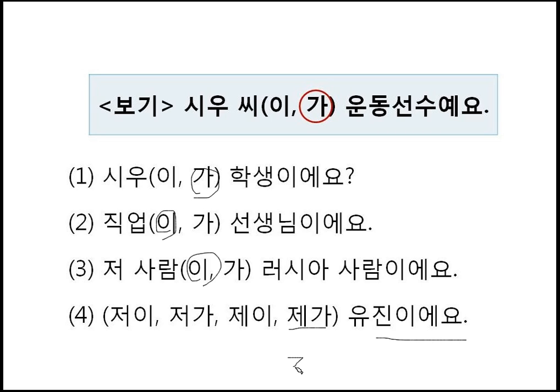Then, 제가 유진이에요. 저 is the polite form of I. However, when the subject particle 가 is used, 저 changes to 제. You have to remember. 제가 유진이에요. I am 유진. 제가 유진이에요. So, again, 시우, 직업, 이 사람, 이, and 제가. I'm Yujin.